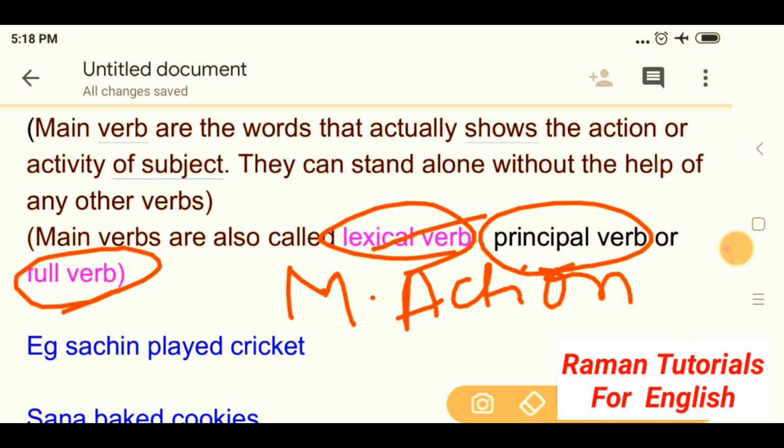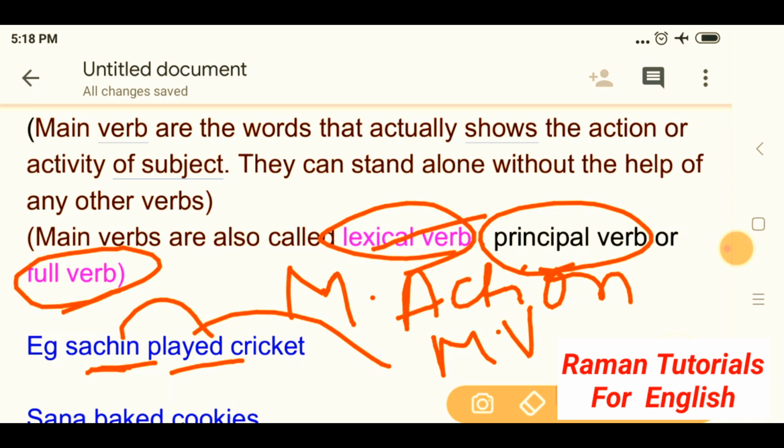And the main verb will come right after the subject. So here Sachin is the subject and played is the verb. After the subject you'll get the main verb. So let's see two examples. Sachin played cricket. Sachin is the subject in the sentence. And what is the action performed by Sachin in the sentence? Played. So played is the main verb.